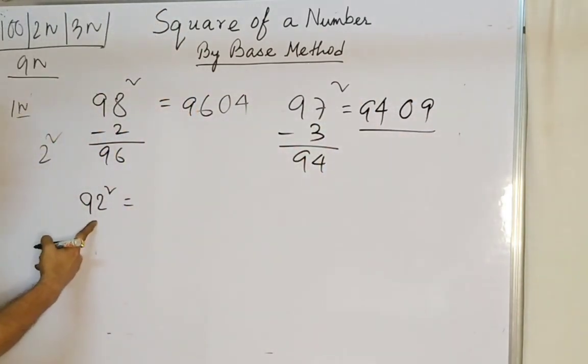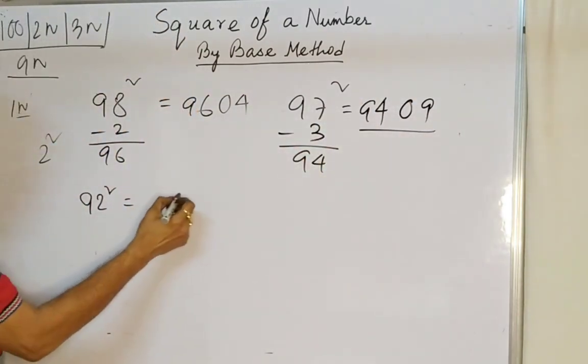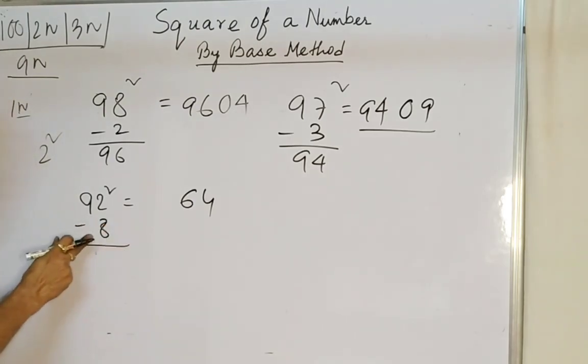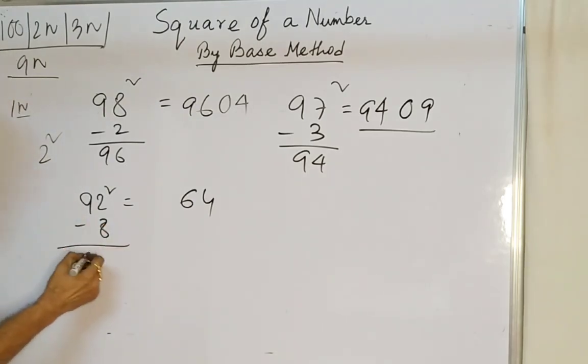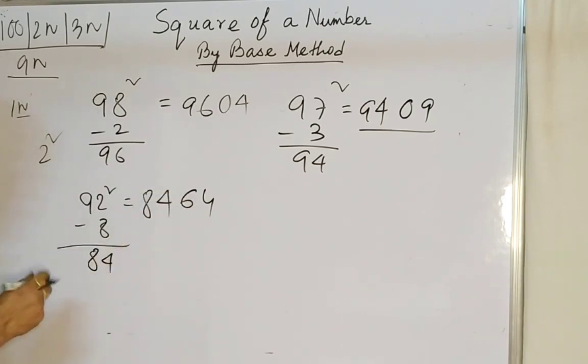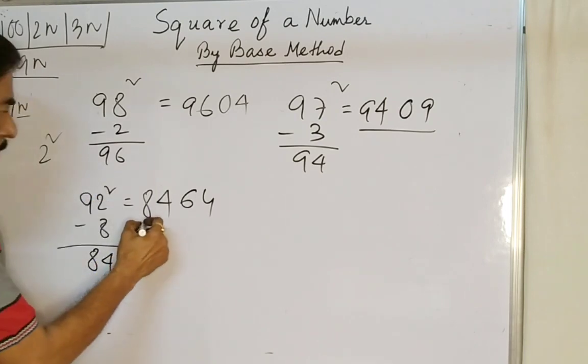Now here, how much is it below? 8. 8 square is 64. I write 64. 92 minus 8. 92 minus 2 is 90, minus 6 is 84. So your result is 8464. This is your shortcut method.